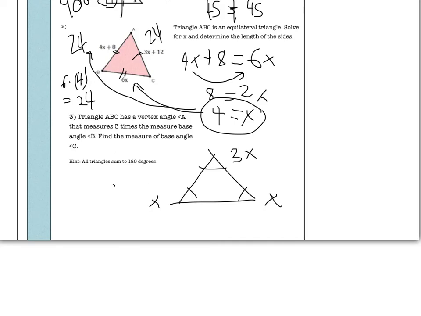Okay, so triangle ABC has vertex angle A that measures 3 times the measure of base angle B. Find the measure of base angle C. Hint, all triangles sum to 180 degrees. So first I have to write my equation. Because we have the measure of angle A that's 3 times the measure of angle B, which I will define as x, so 3x, and our two base angles are x.